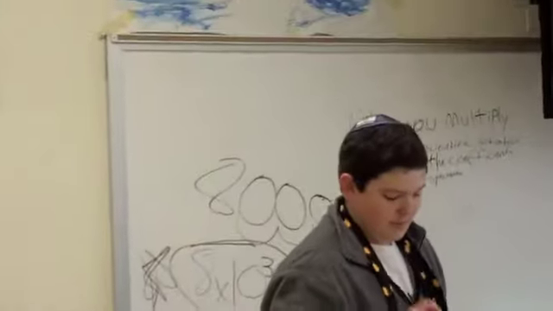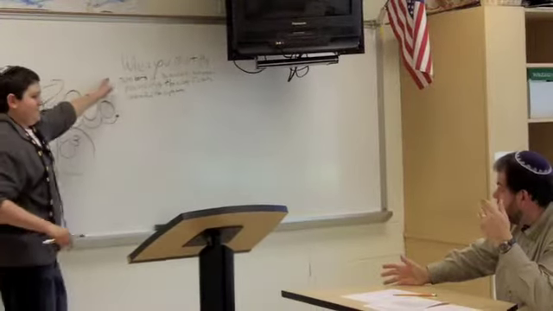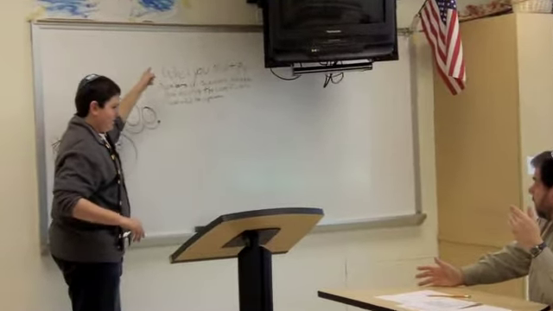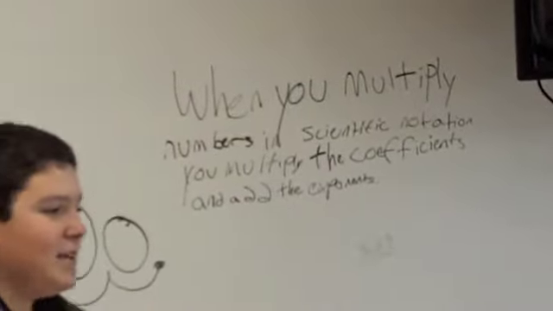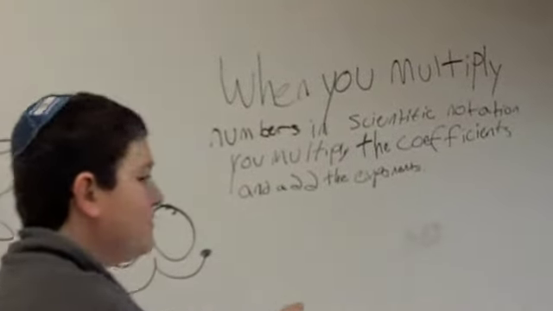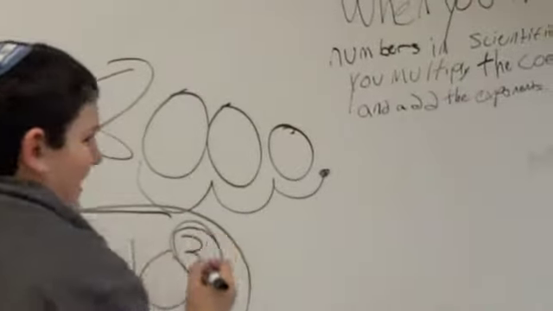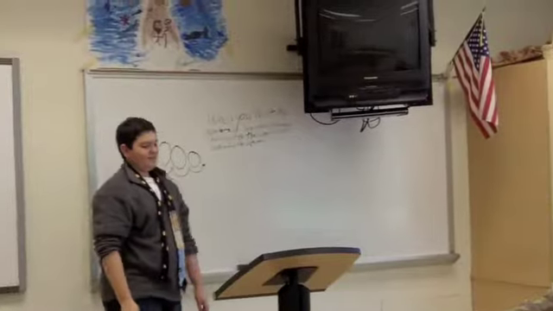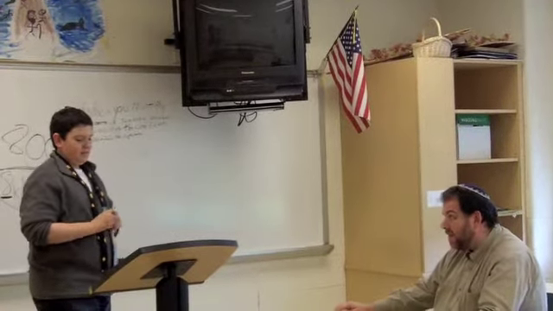So the rule when multiplying numbers in scientific notation is: when you multiply numbers in scientific notation, you multiply the coefficients, and you add the exponents. Do you want to try some examples? Kinda. Can we practice a little bit?